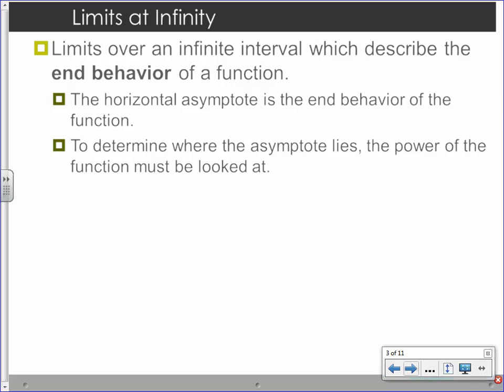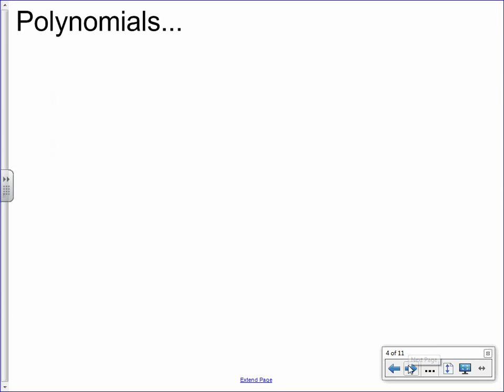Actually, before we look at asymptotes, I want to look at polynomials. We're going to start basic. What do I mean by polynomial? Like quadratics, quartics, cubics. We have something called the leading coefficient test that describes our beginning and ending behavior.